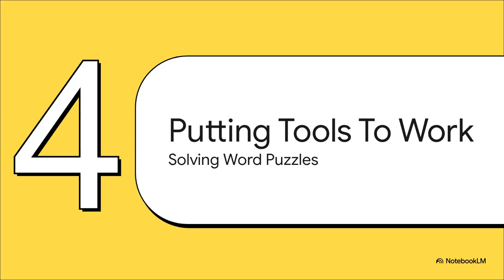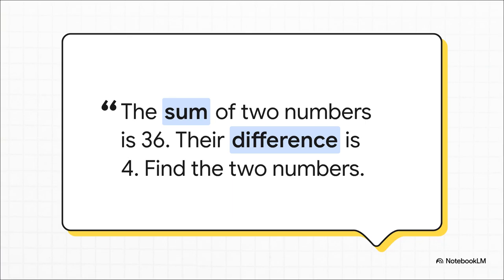Okay, so we've got these cool new tools in our toolkit, but what are they actually for? Well, let's see how they can take a word problem that sounds confusing and turn it into a simple puzzle we can actually solve. This is where the magic really happens. So here's our next case. We're looking for two secret numbers. We've only got two clues. When you add them up, you get 36, and when you subtract one from the other, you get 4.